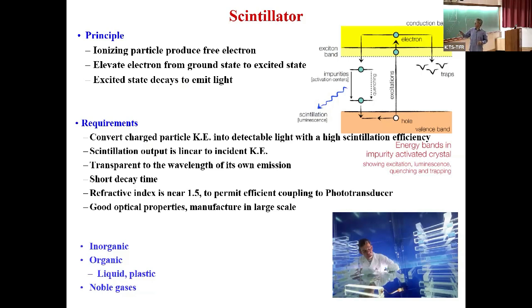And short decay time, that means this state should not have a long lifetime. Then we do not know when the incident particle comes and when it decays. And the refractive index near roughly 1.5, to permit coupling to the phototransducer, basically this is the scintillator. So when you collect with this converter, usually we call this photomultiplier tubes. You know that if the refractive index does not match, there are reflections. So that's the thing, it has to be the right refractive index and good optical properties.